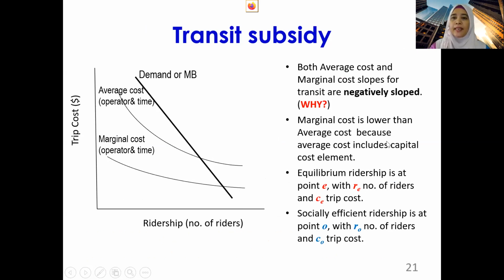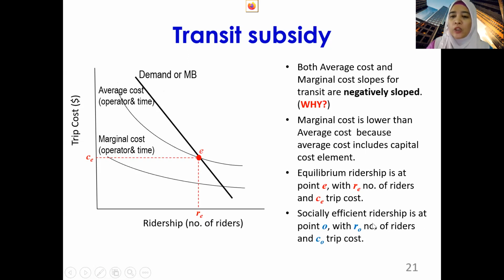Now, the third point. Equilibrium ridership is at point E, with the ridership being RE and the trip cost at CE. So this is the equilibrium level. What is equilibrium? Equilibrium is when private cost equals marginal benefit. So at this E point, the intersection between the average cost and marginal benefit curve, you have this number of riders RE, and you have this cost being charged or incurred, CE.